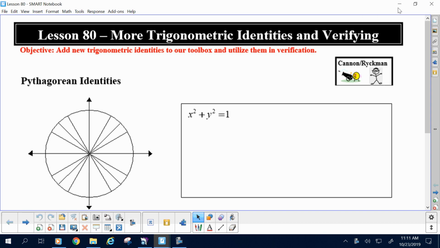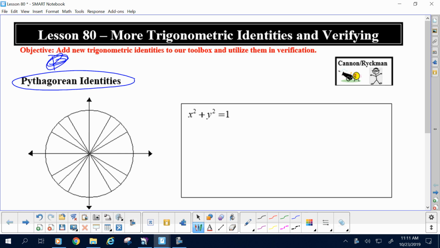I prefer if you would title this the Pythagorean. Oh, here it is right here. Sorry about that. She did put it right. She did. The Pythagorean identities.